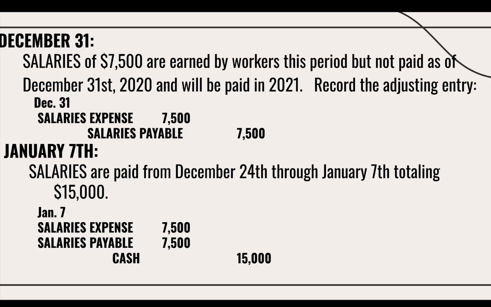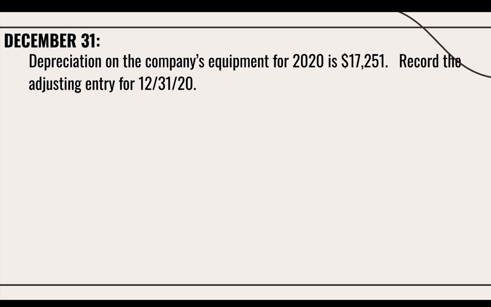All right, December 31st. Depreciation on the company's equipment for 2020 is $17,251. Record the adjusting entry for the end of the year. I'm going to pause.